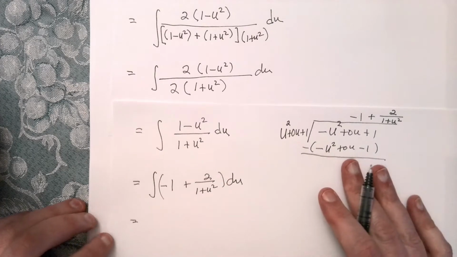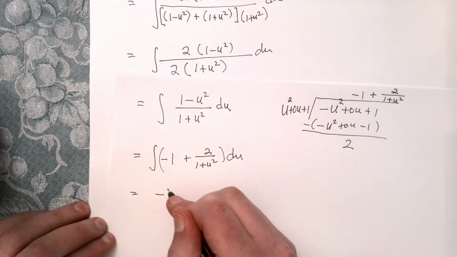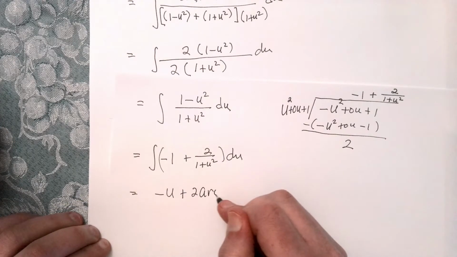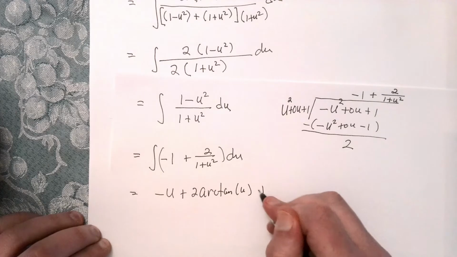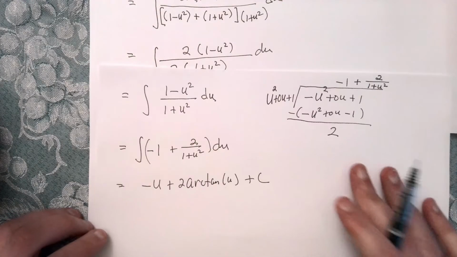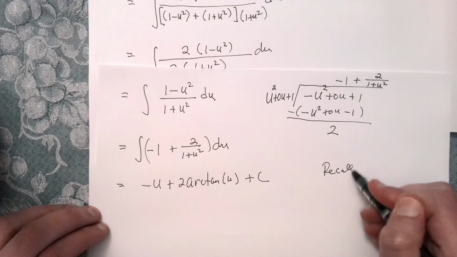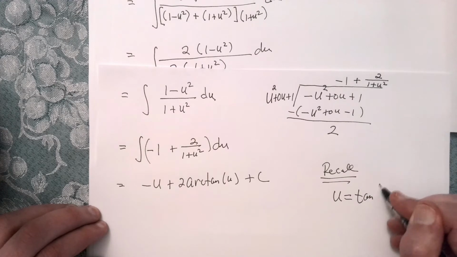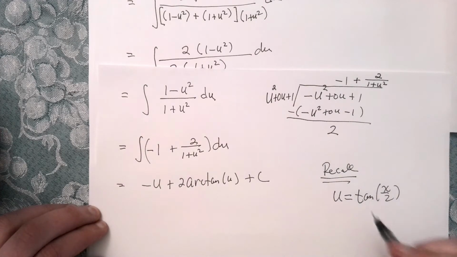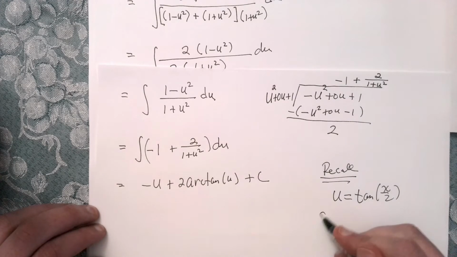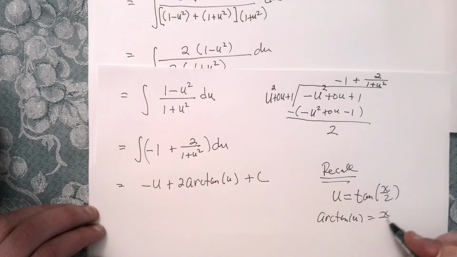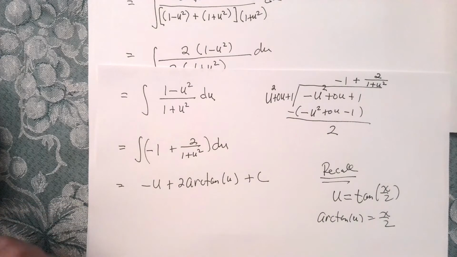And so the antiderivative of minus 1 with respect to u, of course, is minus u. We recognize this as an arctan form. So that's 2 times the arctangent of u, plus c. And we just want to recall a couple things. So let's recall from our substitutions. So from Weierstrass, we know that u is equal to tangent of x over 2. And we know that, well, just by rearranging, that arctan of u is equal to x over 2.